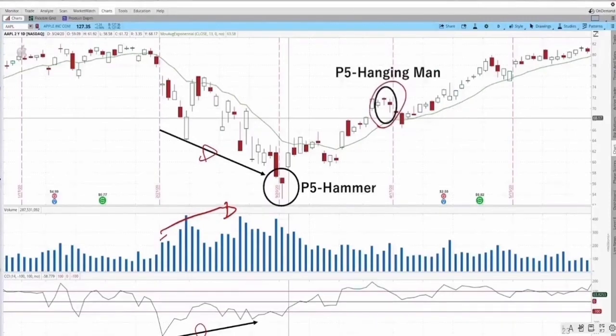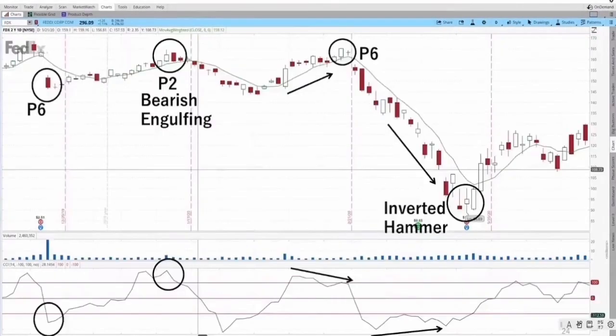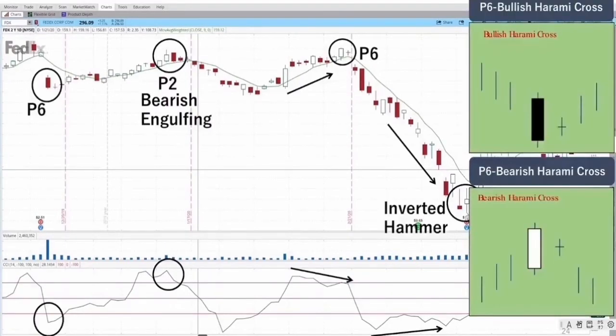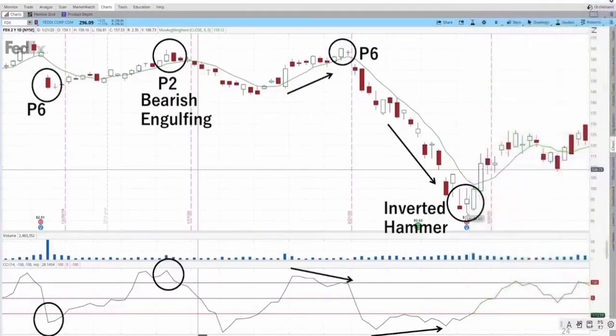Okay, let's see one more example. This is a chart that represents reversal patterns of a harami cross candlestick. So there are two entries you can do on this chart. First one, you can use the bullish harami pattern to enter a trade right in here, and exit your trade at pattern 2, P2, the bearish engulfing star formation here.